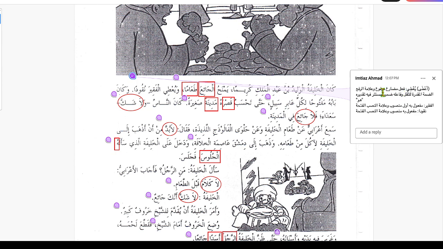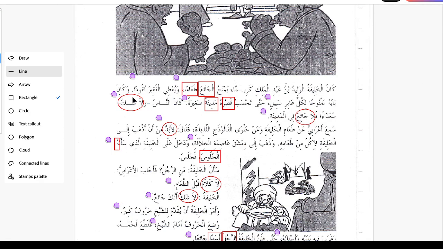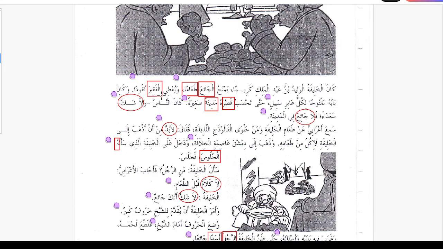Ata yuti: fe'lun mudari marfun wa alamat rafi ad-damma dammatil muqaddara. This is the weak letter. We don't see the damma here, but it's like UTU. Dammatil muqaddara lisikl, due to heaviness. Wa fa'iluhu damirun mustatirun fihi taqdiruhu huwa. Al-fakira maf'ul bihi awwalun mansubun wa alamat nasbi al-fatha, and nakudun maf'ul bihi mansubun wa alamat nasbi al-fatha. So basically this verb takes two maf'ul bihi. Here al-fakira is the first maf'ul bihi, and nakudan is the second maf'ul bihi.